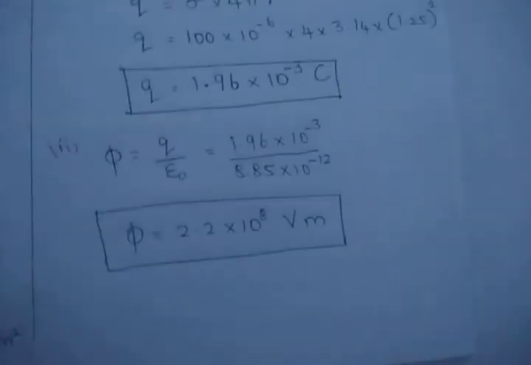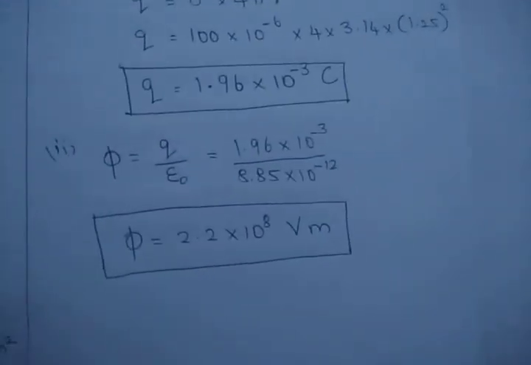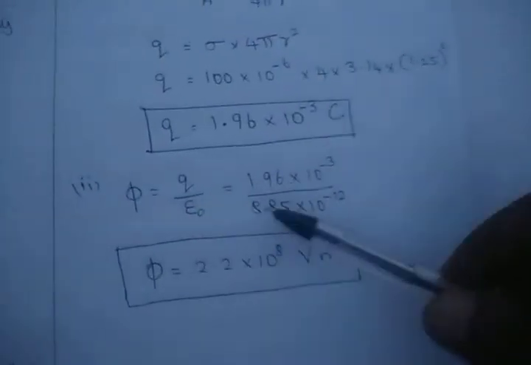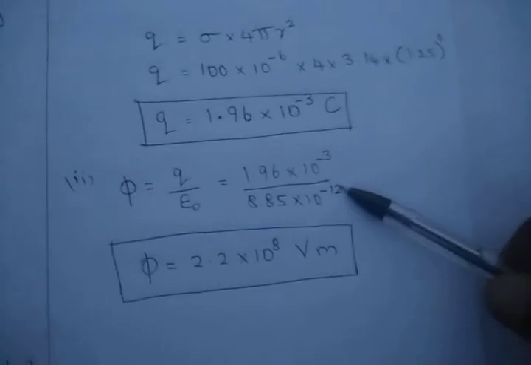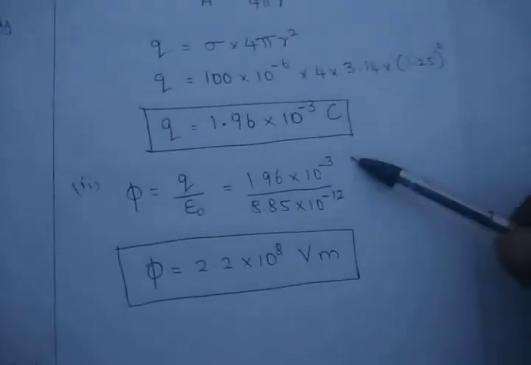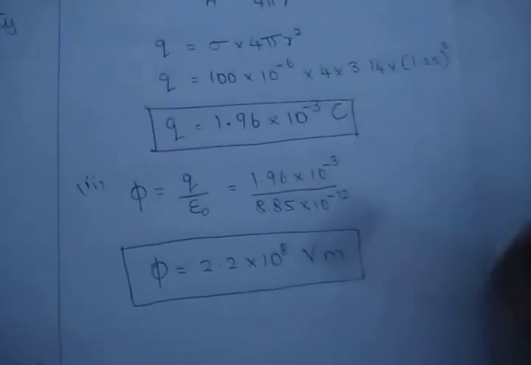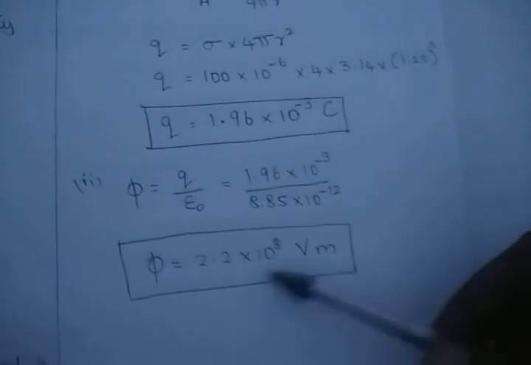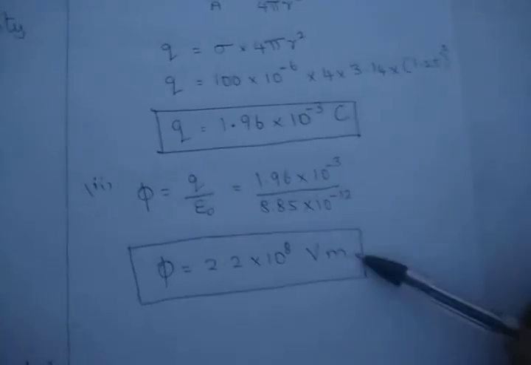The total electric flux, according to Gauss law, phi is equal to Q by epsilon naught. Substituting the value of Q from here and epsilon naught value 8.85 into 10 power minus 12, and simplifying these two numbers, we get the answer 2.2 into 10 power 8 volt meter, that is the electric flux SI unit.